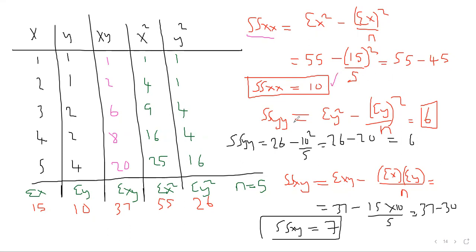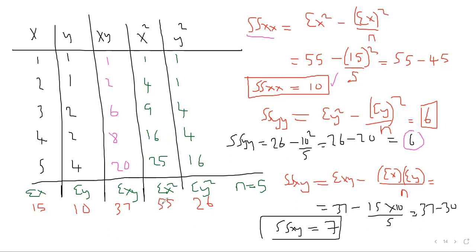Then y, this is some variation in y. So y squared, we have 26 minus the small y. Please don't confuse these two. This is y squared, 26. Then the y all squared, this is 10 to the power 2, so over 5. So 10 squared over 5. So here we have 26 minus 20 to get the 6. So this is sum of square y.